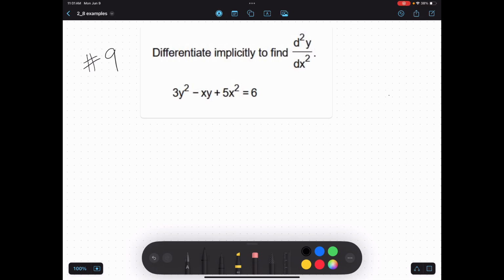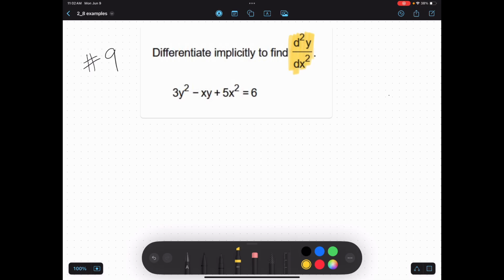And number 9 is actually one of the last ones in your homework, and the reason why is, take a look at what it's actually asking for. It's asking for the second derivative. So of course we'll go through how to actually find the second derivative, but in order to find the second derivative, we need to first find the first derivative. And for that reason, this example is a good review of everything that we learned in the concepts video. So this will be a great example of just what does it look like to differentiate implicitly. What does implicit differentiation look like?